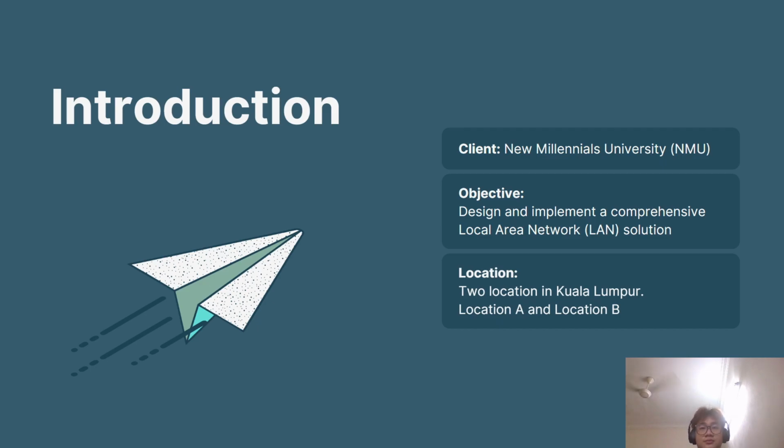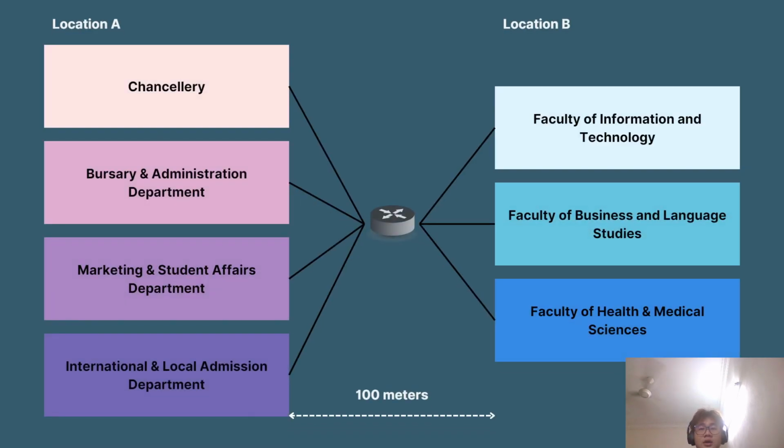And next, here are the location B of our network topology design. So let us have a look first. And now we proceed to Danji Cheng.